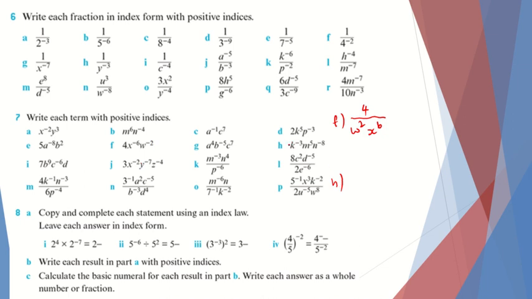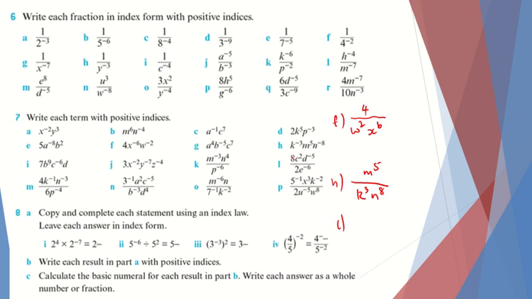H, k to the power of negative 3, that's going to get pushed to the bottom. M to the power of 5 will stay. N to the power of 8. So that's H. What else do we have? L. Let's try another hard one.